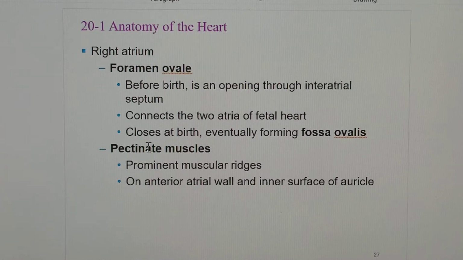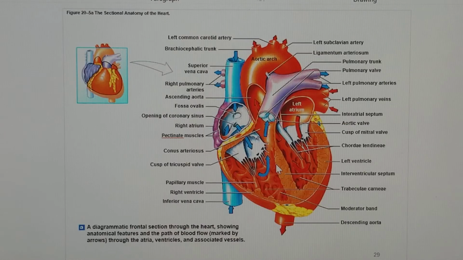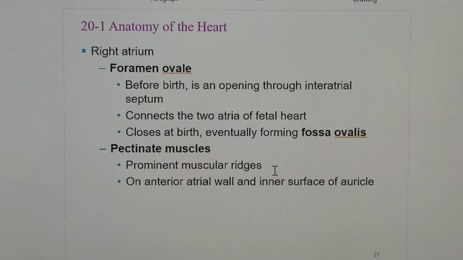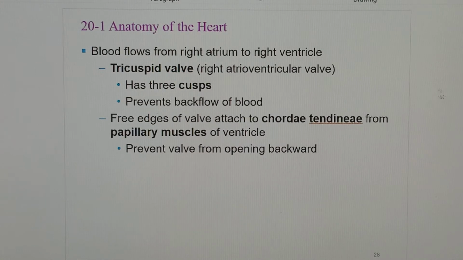Okay, then we have the pectinate muscles, prominent muscle ridges on the anterior atrial wall and inner surface of the auricle. And we're going to look at these. Talking about the tricuspid valve, this is the right atrioventricular valve, has 3 cusps, prevents backflow of blood.